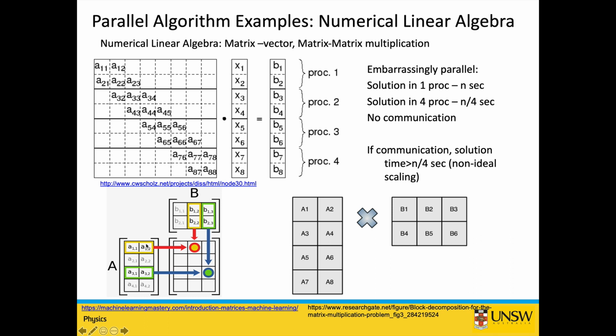So for example, A11 and A12 and B12 and B22 are in the same processor, and they can be multiplied to give this element here, and so on.